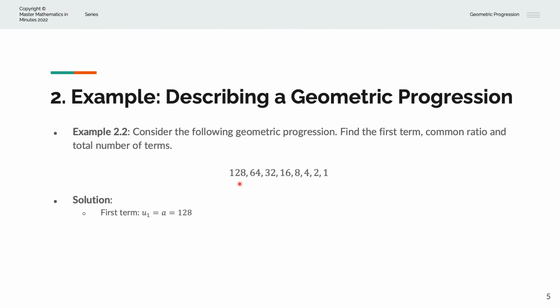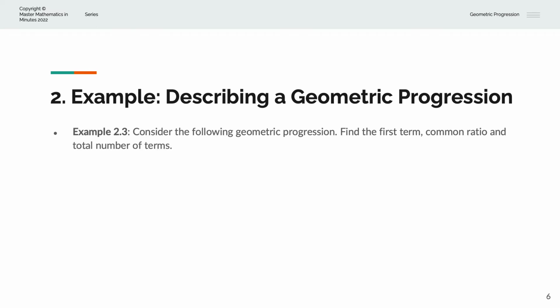And so 128 times 0.5, that is 64. 64 times 0.5 is 32. 32 times 0.5 is 16. And so the common ratio is r equals 0.5. And by counting the total number of terms, we have n equals 8.